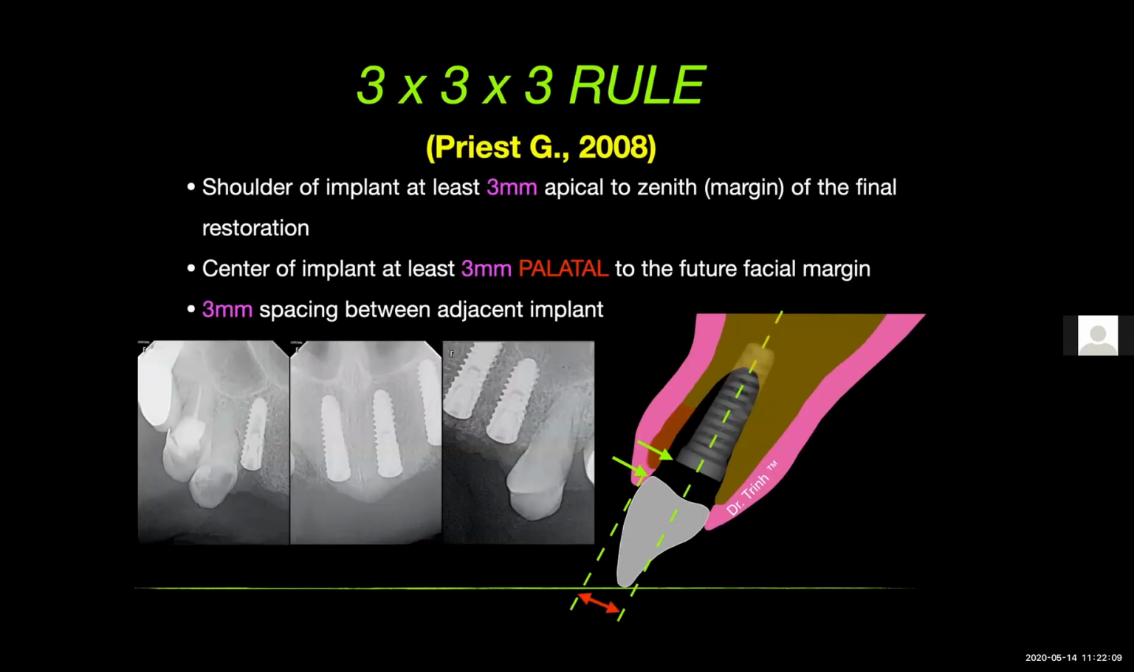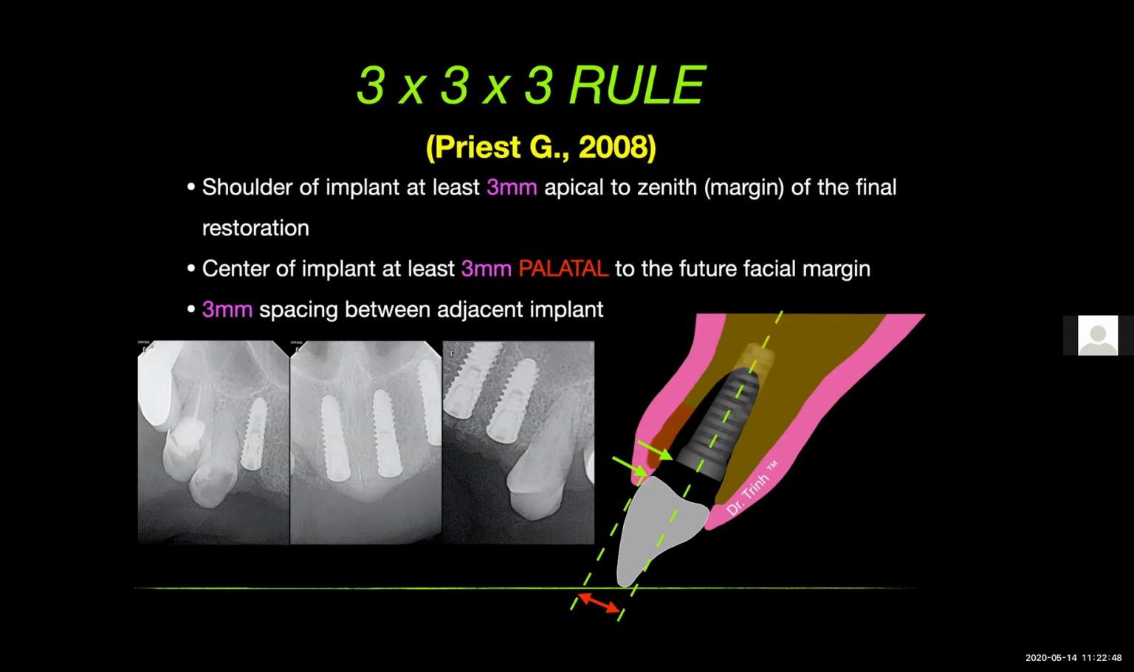So now, from the day-to-day clinical setting, especially in a busy dental practice, here is a simple 3x3 rule that I'm going to give you as a quick reference on how to decide where to put your implants. What this rule is saying is that the first 3 millimeters means the shoulder of the implant, especially the outer shoulder facing toward the facial, should be at least 3 millimeters apical to the zenith of the final implant restoration. The second 3 millimeters means that the center of the implant should be at least 3 millimeters palatal to the future facial margin of your restoration.